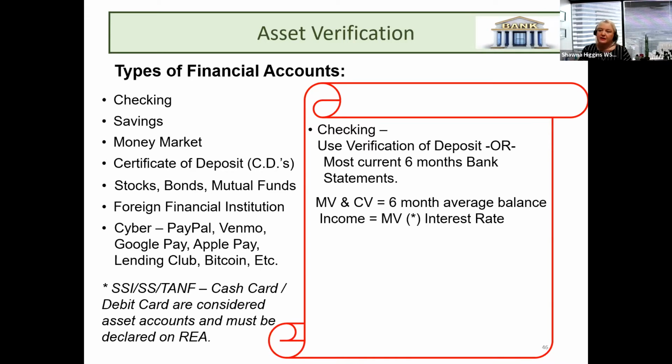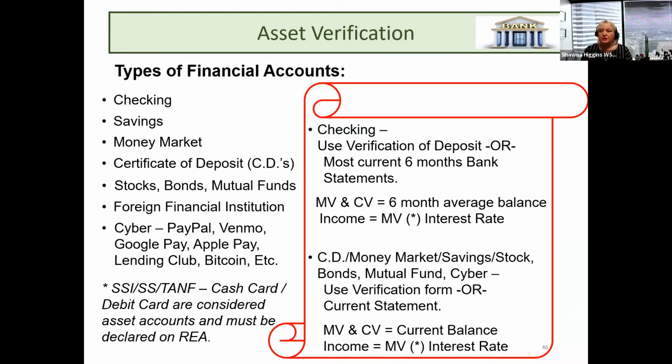And the market value and the cash value is the 6-month average balance for the checking account. And the income would be if there was any interest. Some checking accounts do have interest. So the CD, money market, savings, stock, bond, mutual, you're going to want to still use the verification form, or you can just get a current statement, because the market value and cash value is the current balance of this account. And the income is, again, going to be the interest rate.